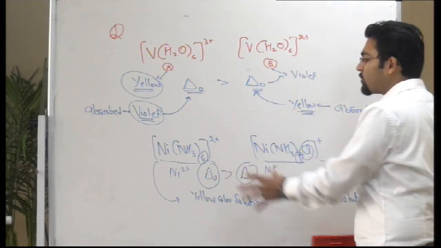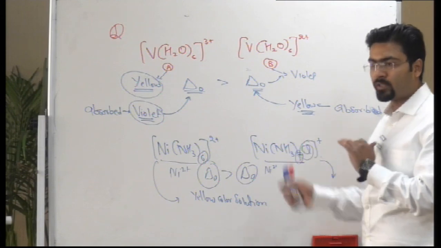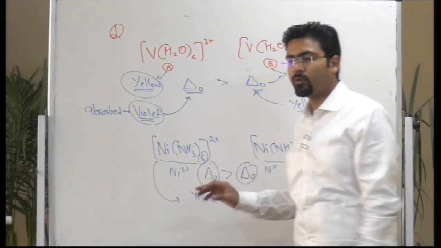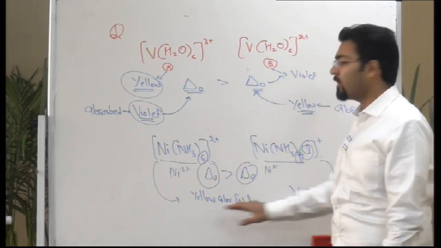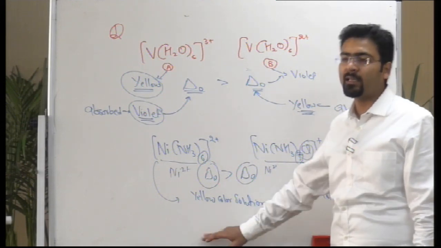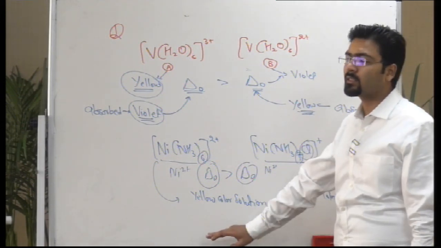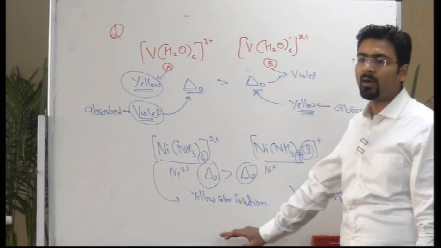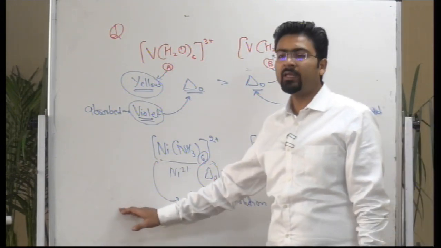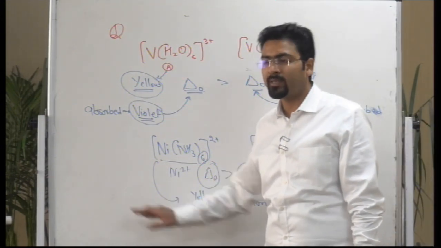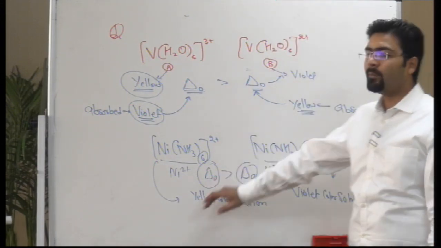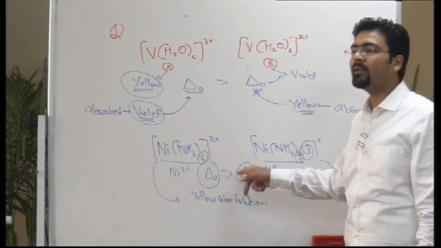Yes, for choosing which one will show which color, what you should do is see what kind of color choices it is asking for, and these are the colors which are the color observed or color appeared to be. Just look for the color which is getting absorbed, that will be the complementary color, and on the basis of that you just predict the energy gap.